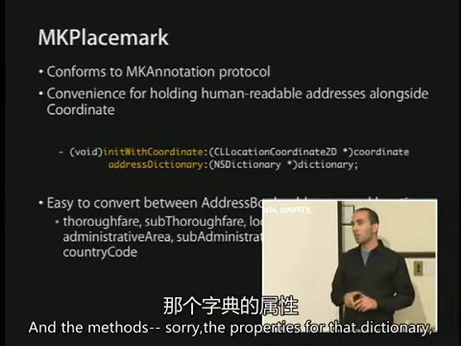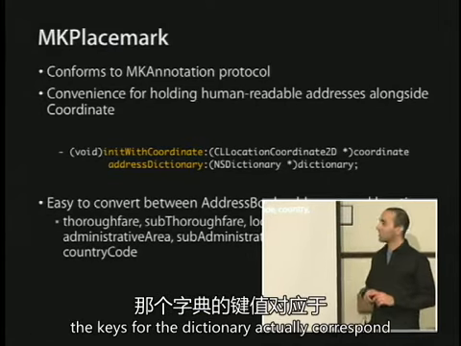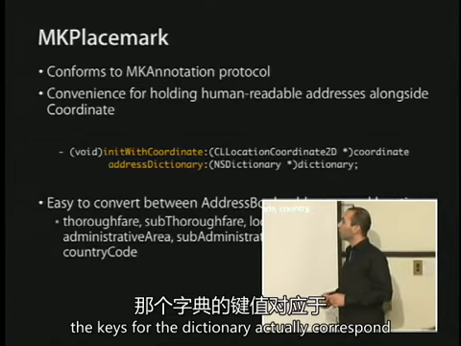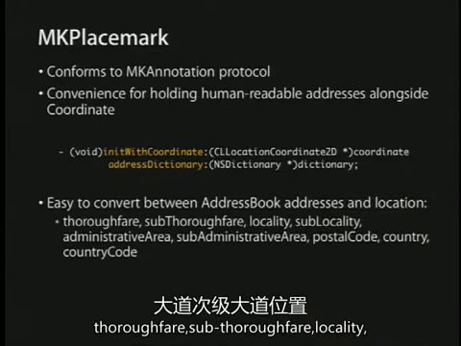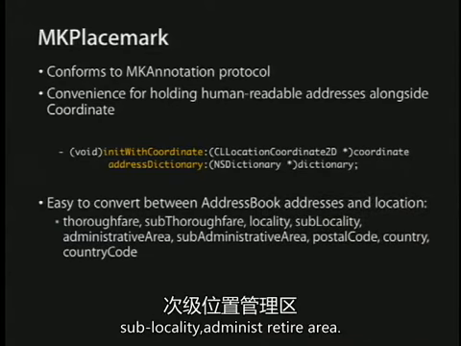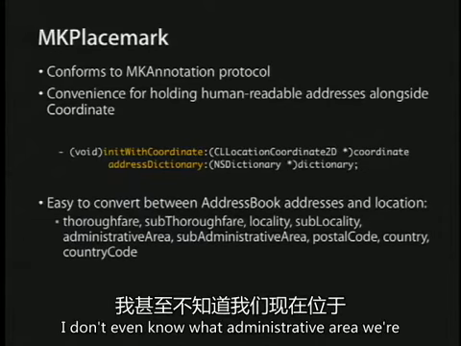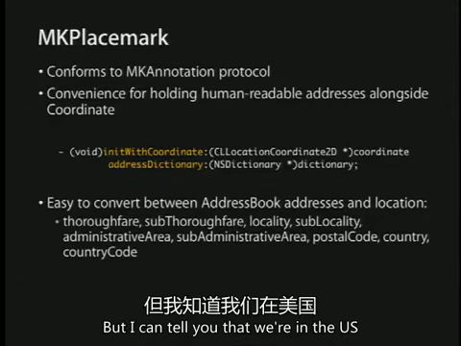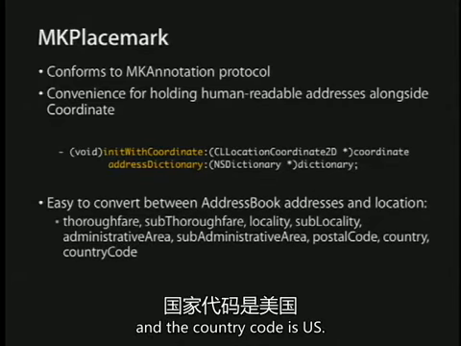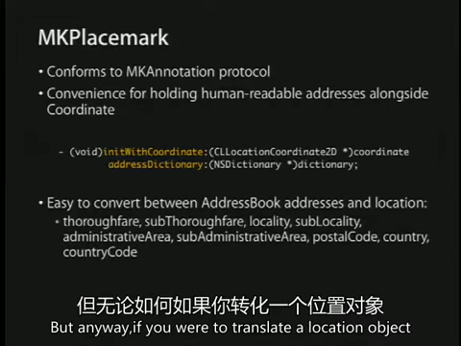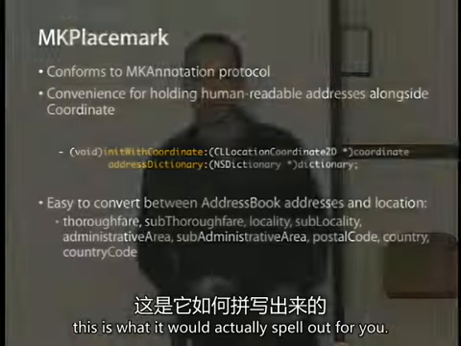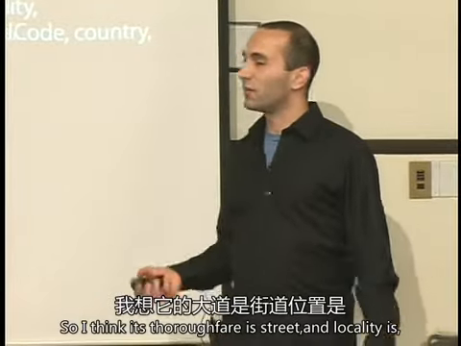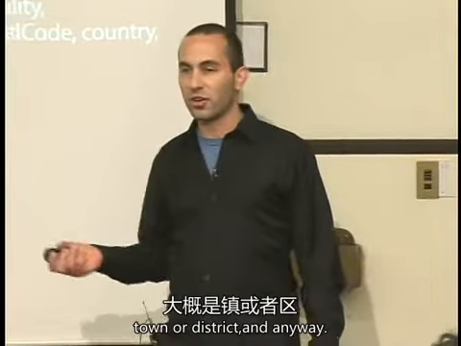And the keys for that dictionary actually correspond to these somewhat cryptic properties of addresses: thoroughfare, subThoroughfare, locality, subLocality, administrativeArea. I don't even know what administrative area we're in right now. But I can tell you that we're in the US and the country code is US. Anyway, if you were to translate a location object to an address dictionary, this is what it would spell out for you. I think thoroughfare is street and locality is town or district.